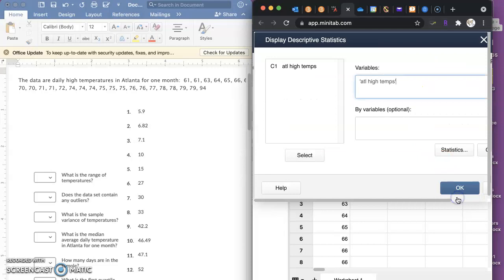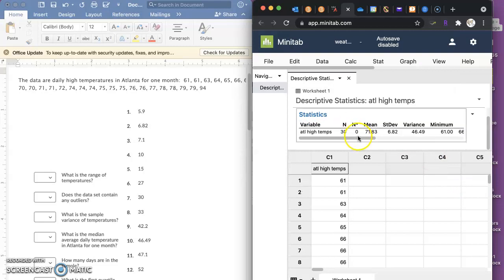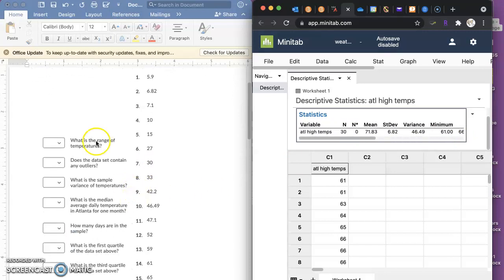It can't hurt you to click all of these and then just pick off the ones you need. So I'm going to click OK. It's going to do the descriptive statistics on that column, which is the Atlanta high temperatures. Click OK, OK, and here you go. So this gives us all those descriptive statistics. So let's talk about those. It says, what is the range of the temperatures? The range is going to be the highest minus the lowest temperature, but we don't have to do that because Minitab shows that the range is 33, so you would go here and choose number 8.